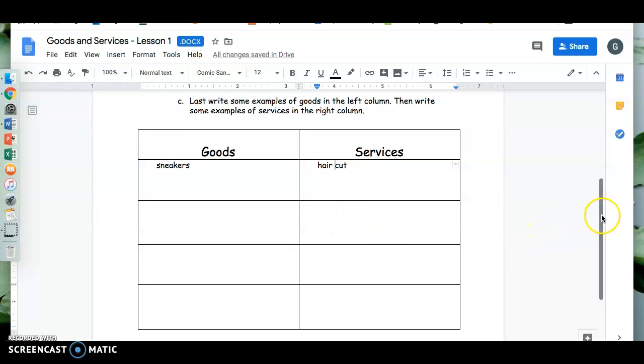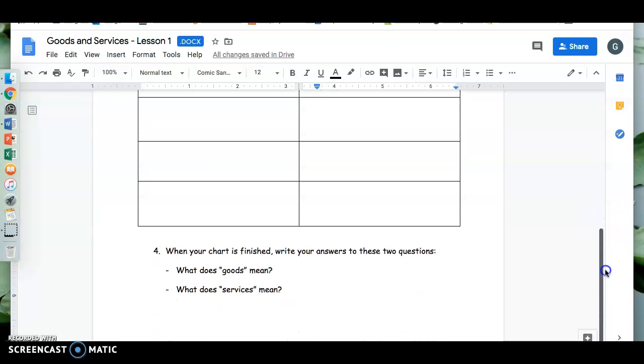Now you fill in the rest of the chart. When your chart is finished, write your answers to these two questions. What does goods mean? What does services mean? Do you remember from the video? Write it down.